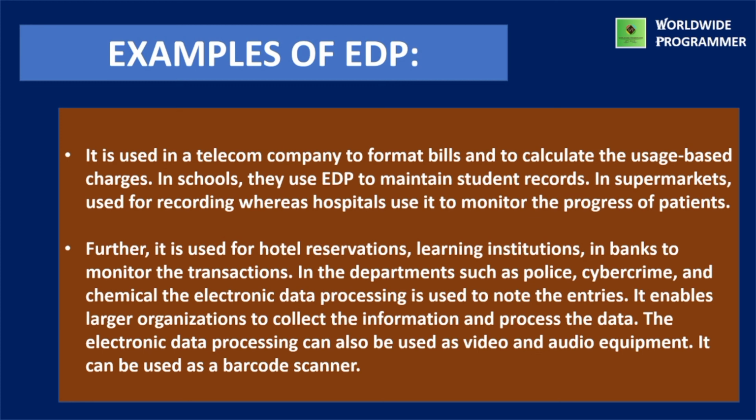In departments such as police, cybercrime and chemical, electronic data processing or EDP is used to note the entries. It enables larger organizations to collect the information and process the data. Electronic data processing can also be used with video and audio equipment, and it can be used as a barcode scanner.